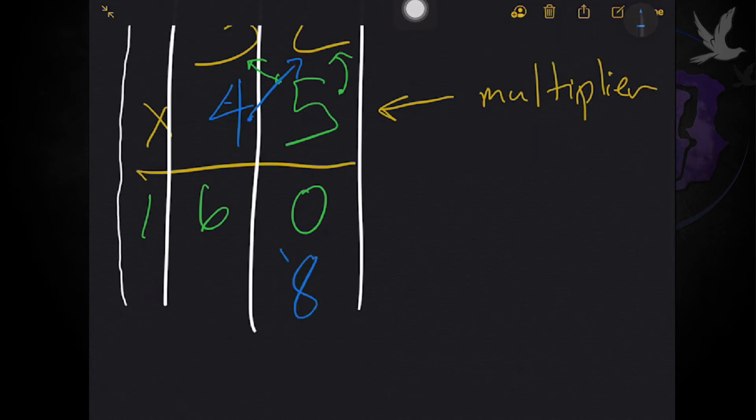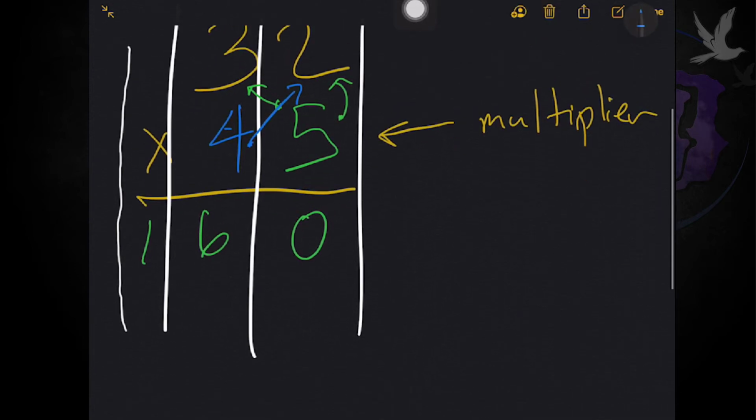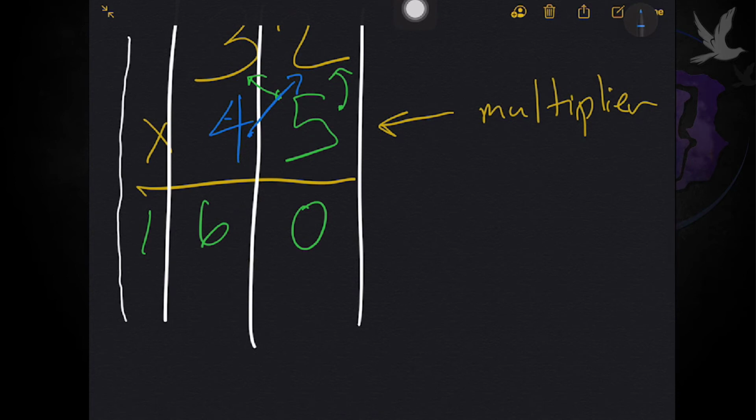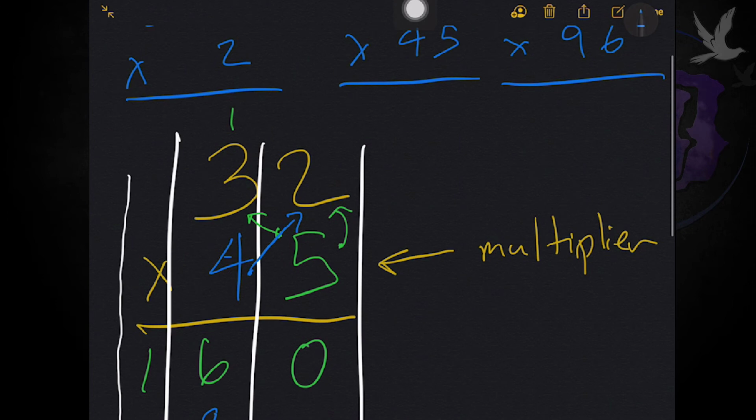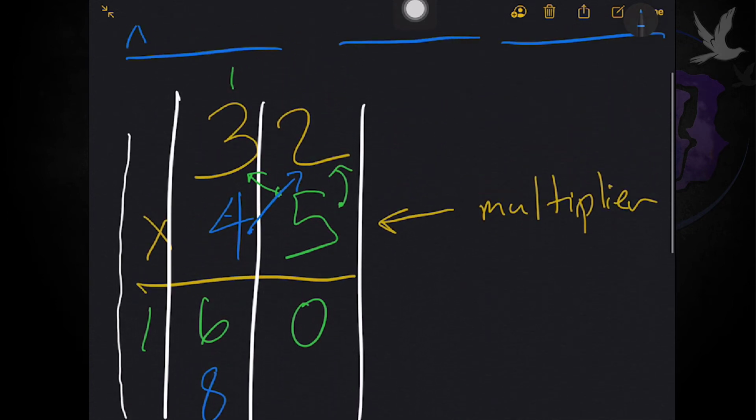Do not write 8 here. That's wrong. You have to follow its place value. Since 4 is in the tens place, you have to start writing at the tens place. 4 times 2 will give you 8. This is the tens place. Okay? I hope you are not confused with that.